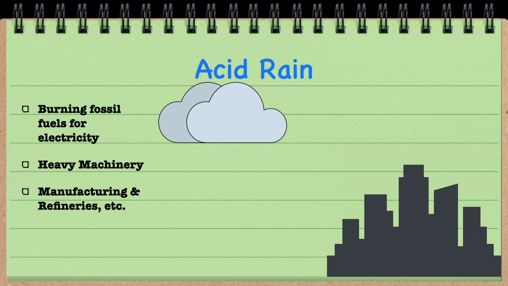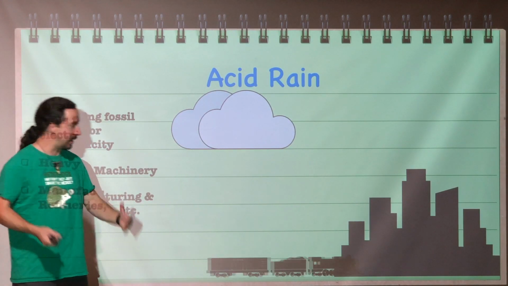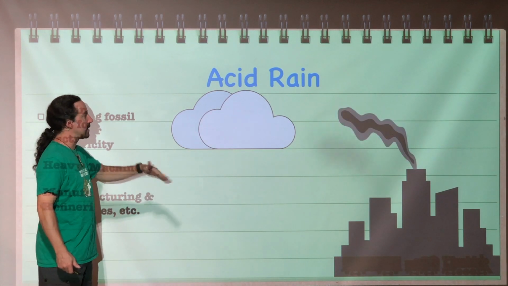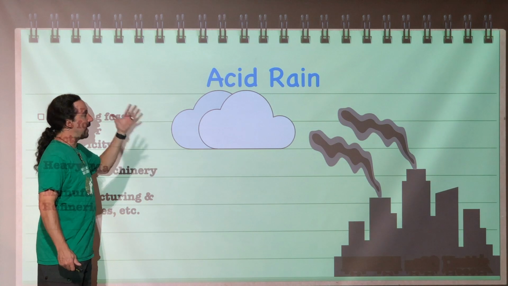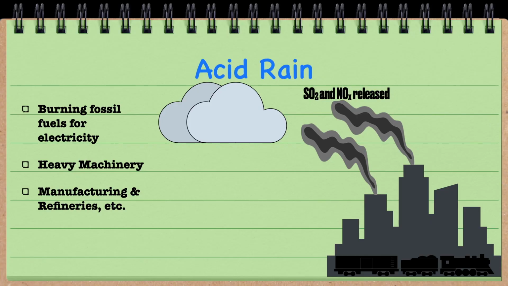Acid rain is typically formed by the burning of fossil fuels for electricity, mainly coal. Because when we burn coal, we don't just release carbon dioxide. When we burn our coal, we typically release sulfur dioxide and NOxes. We call them NOxes because it isn't necessarily NO2 or NO3. It's a little bit of a mixture of both, and so we just use the X as a variable for that.